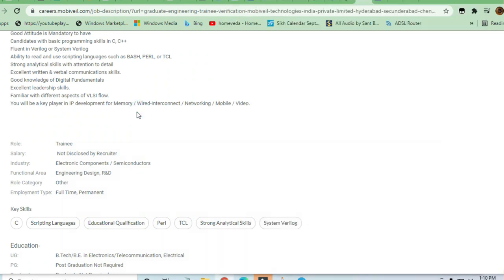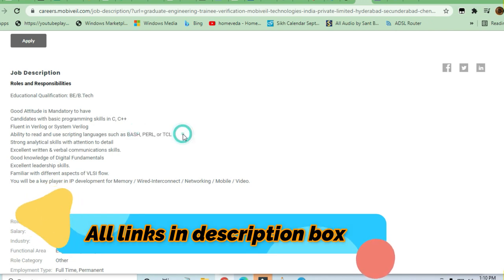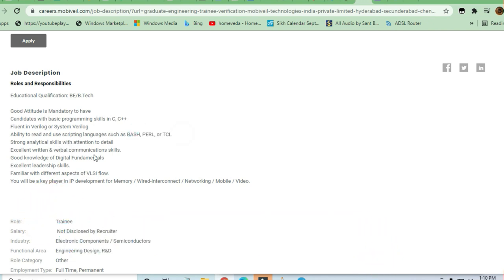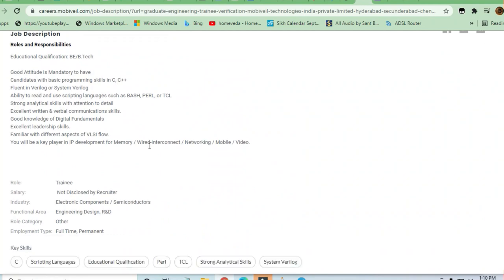So guys, then further, what I want to explain to you is that the ability to read and write reusable scripting languages such as bash, perl or tcl is required. Excellent written and communication skills are needed to apply for this job. Most of the key skills they are asking for are C and scripting languages. The educational qualification needed is BE, BTech in telecommunication or electrical. Strong analytical skills and SystemVerilog are required. So that's all. Electrical components and semiconductors, if you are from this industry, you will be hired for a full time role.